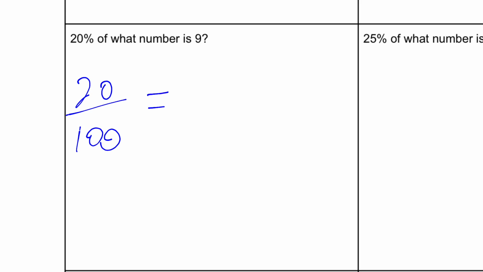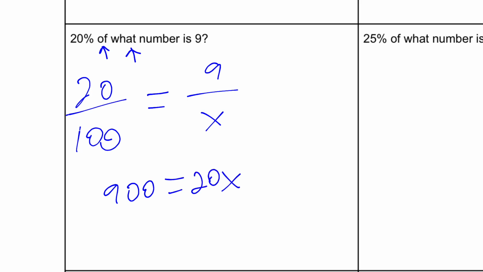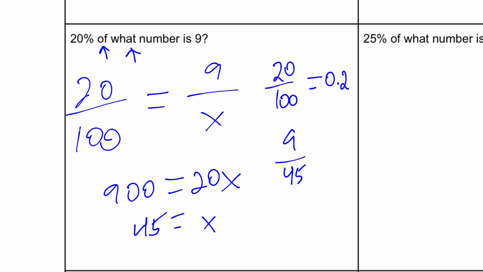So we already have our percentage, 20 over 100. Do you think the 9 should go on the top or the bottom? Top, because of tells you where to put the fraction bar, and the what number part is the x, so that goes in the bottom of the fraction. That means 900 is equal to 20x. If I solve that, I get that x is equal to 45. To test this, I could take 20 divided by 100 and see what decimal I get. Then I could take 9 divided by 45 and see what decimal I get. They're the same, so I did it right.